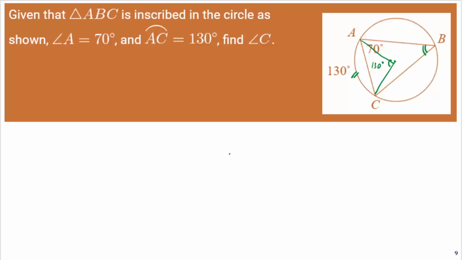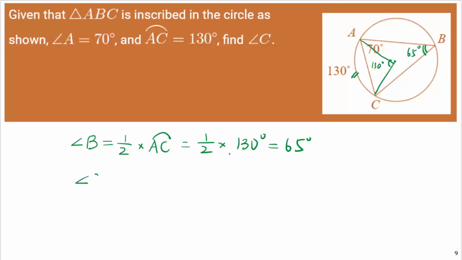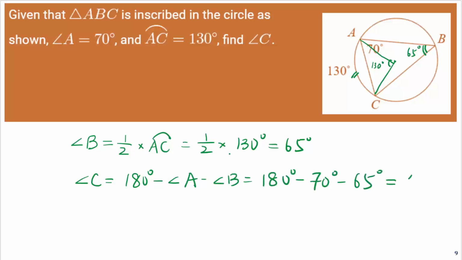So that means angle B equals 1/2 times arc AC, which is half of 130 degrees, which gives us 65 degrees, right? If you know angle A, you know angle B, of course you can find angle C, which is 180 degrees minus angle A minus angle B, which is 180 degrees minus 70 degrees minus 65 degrees, right? Are you clear?